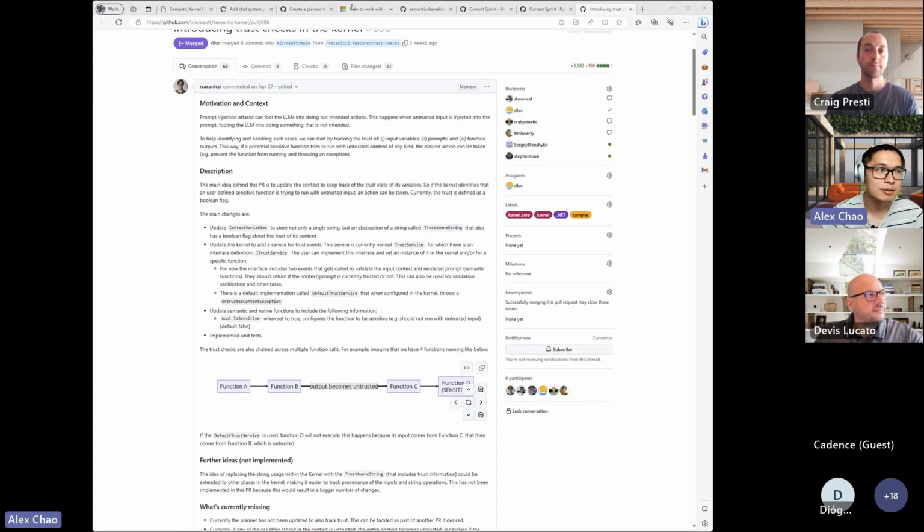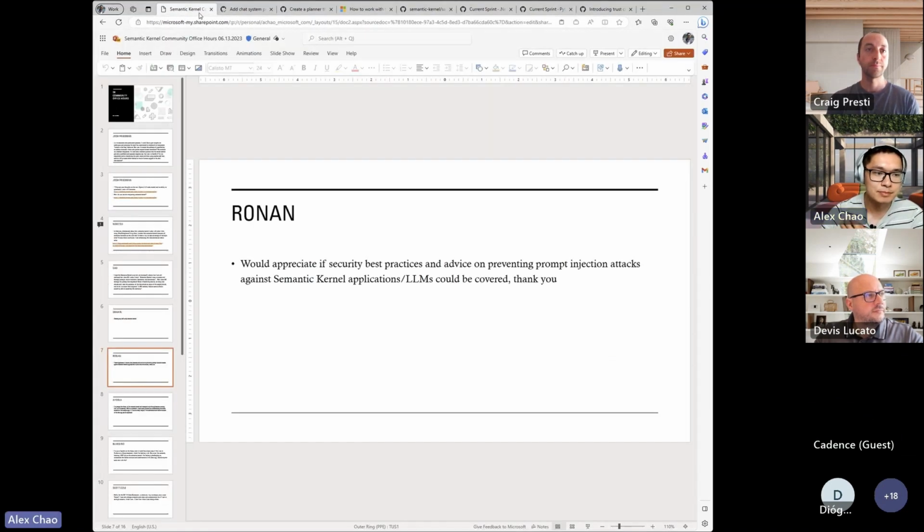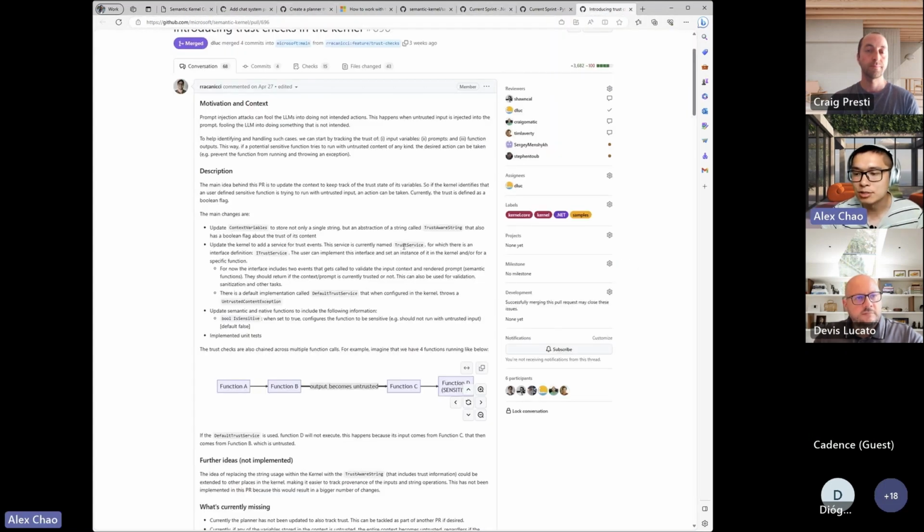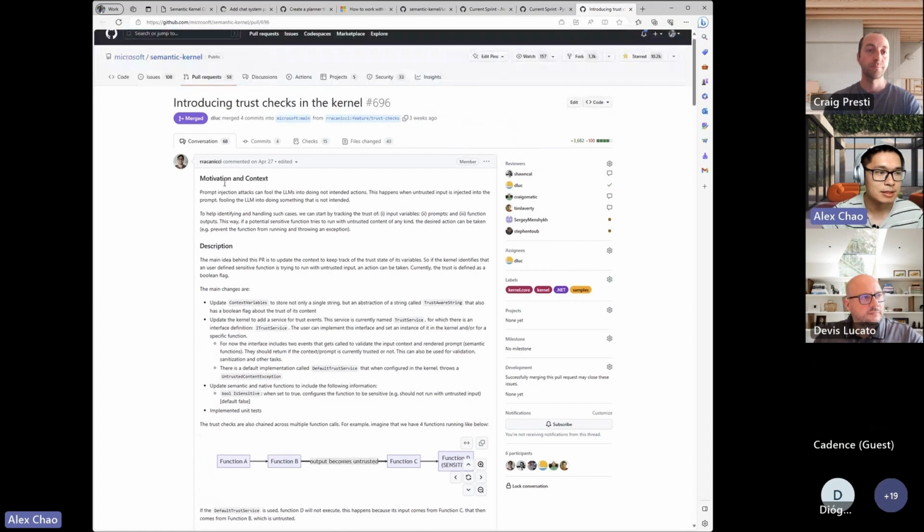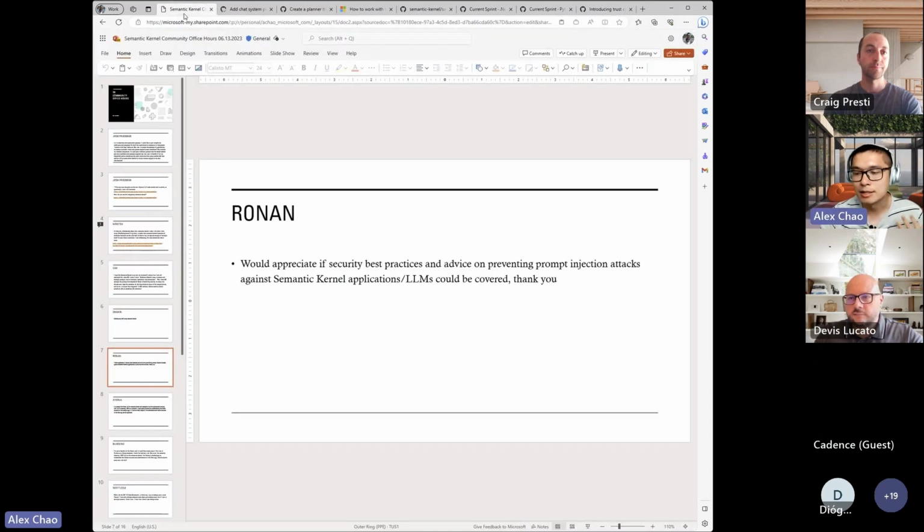And having some solutions to that, you could look at what we did as an initial first step in this PR. But yes, I agree. It is an emerging area that the community needs to help figure out.